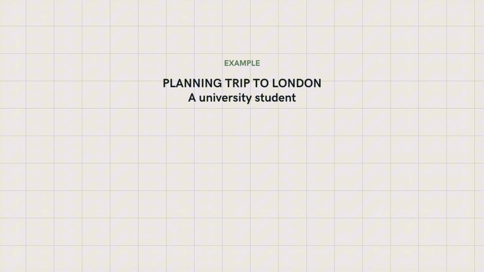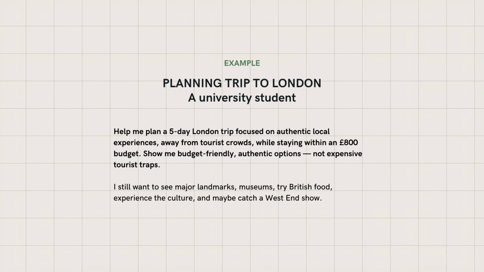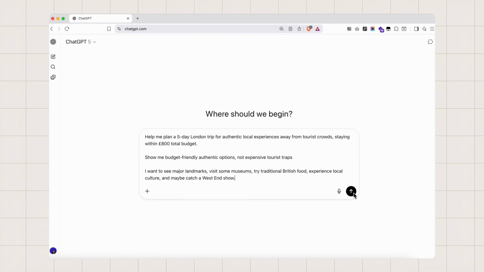For the university student, the prompt could be: help me plan a 5-day London trip focused on authentic local experiences, away from tourist crowds, while staying within an £800 budget. Show me budget-friendly, authentic options, not expensive tourist traps. I still want to see major landmarks, museums, try British food, experience the culture, and maybe catch a West End show. And now look at what happens.